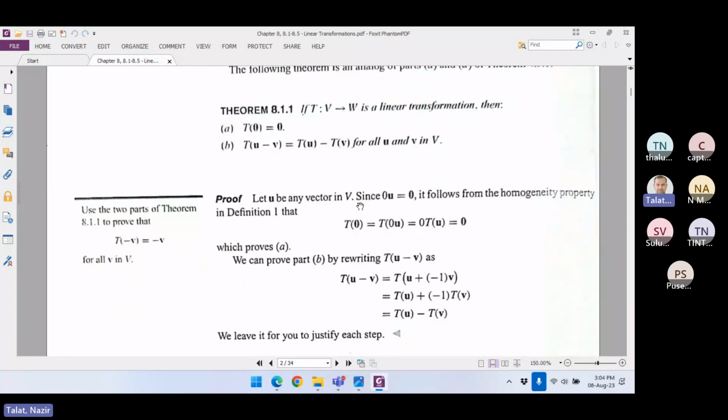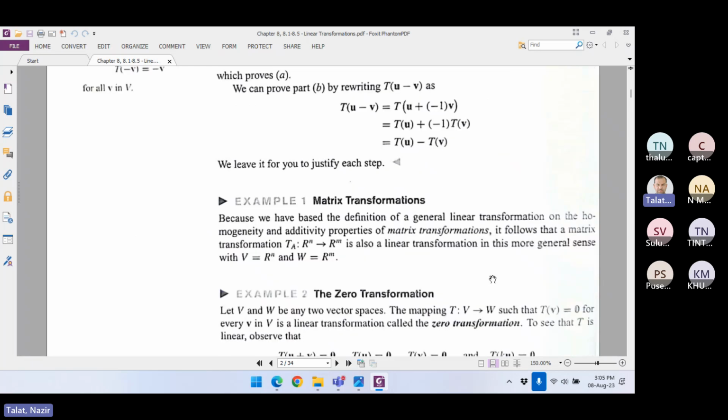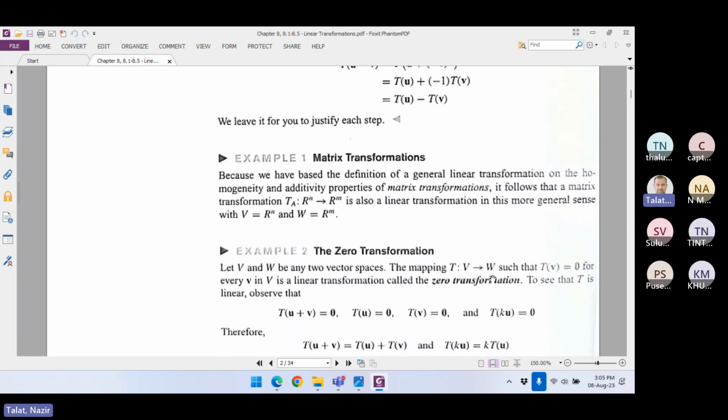One can see the simple proof: T of 0 is equal to T of 0 times u, because 0 multiplied by any vector is equal to 0. And by the property of linearity, this constant comes outside, so T of 0 times u equals 0 times T of u, which is 0. Hence it's proved. The second proof can be seen similarly. Then there are some examples of a linear transformation.